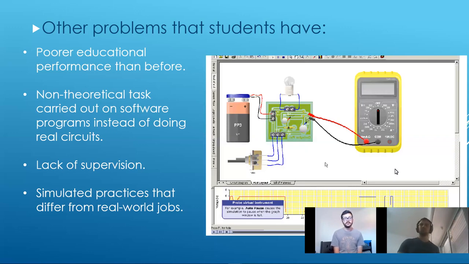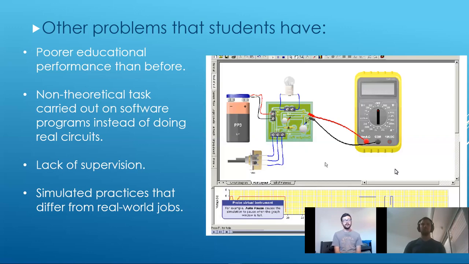The other problem is the students have to do most of their non-theoretical tasks in simulation software. And these simulators are based on an ideal mathematical algorithm. And these algorithms are very far from the circuits in real life. So the learning based on simulators is not as efficient as the learning with real circuits in real life.